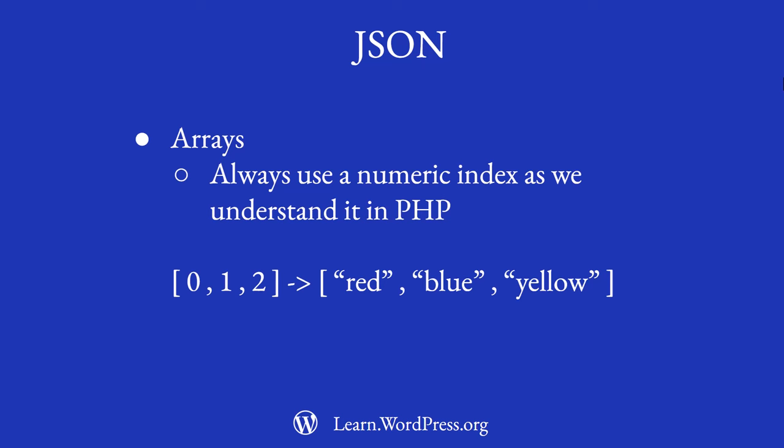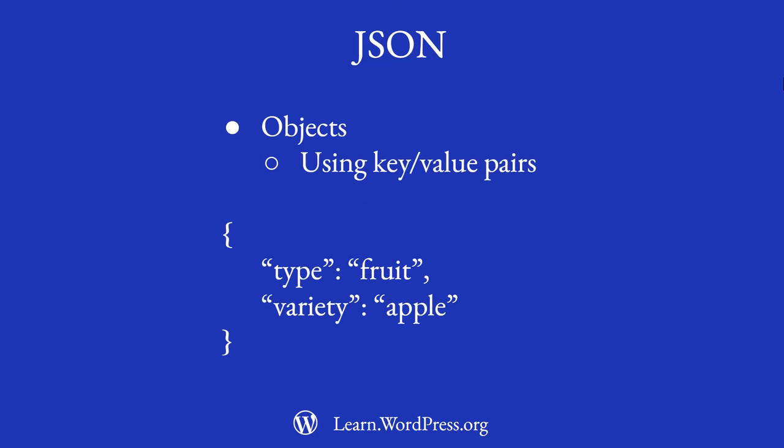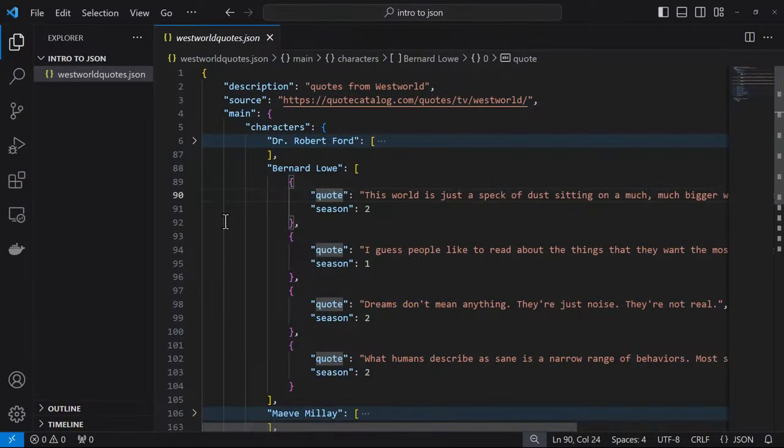With arrays, we always use a numeric index as we understand it in PHP, as we see in this example here. And for objects, we use a key value pair as this example here illustrates. This is a list of quotes from Westworld. You can see the key value format I was just mentioning. Another thing to note is the key is always a string.